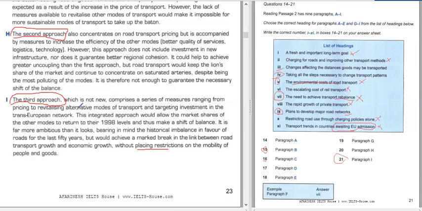Pricing to alternative modes of transport and targeting investment in the European network would allow the market charging changes affecting the distances over which goods may be transported.